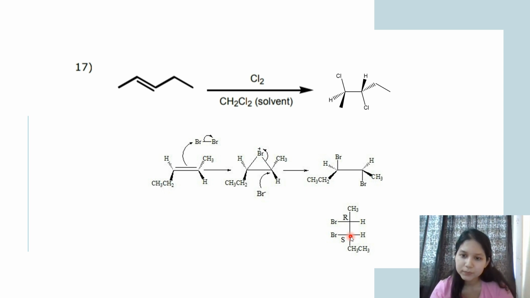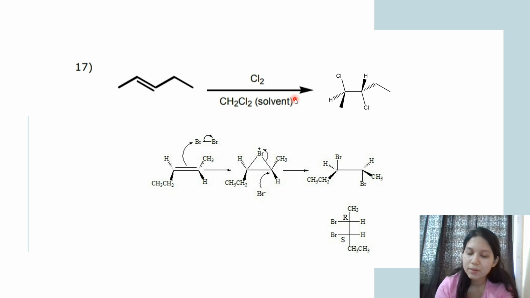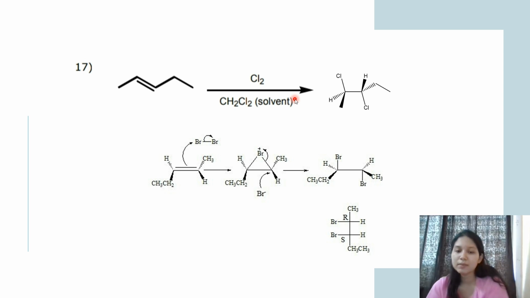So you get this saturated compound when you treat the alkene with chlorine in DCM. So you get this dichloro compound in the similar fashion, but just in case of chlorine, you will get a chloronium ion in a similar fashion.